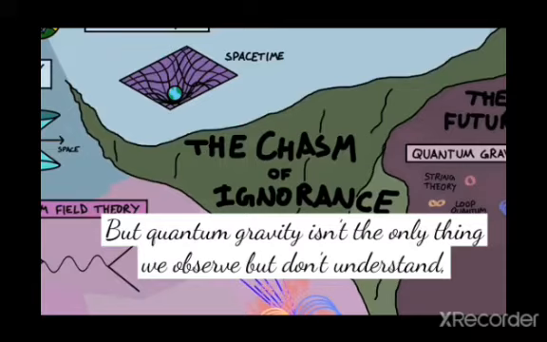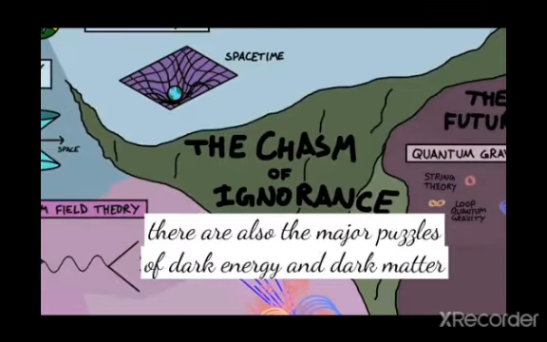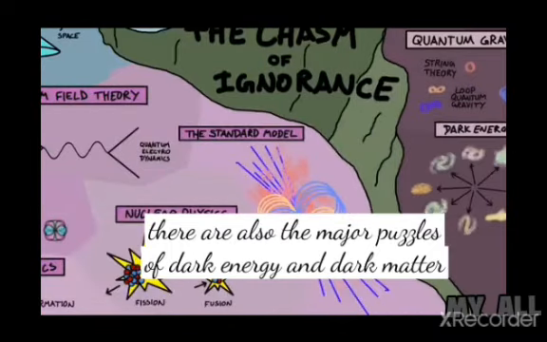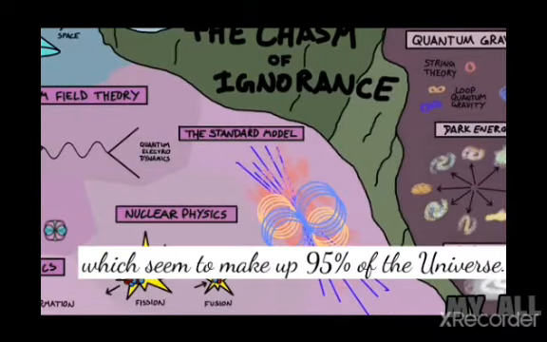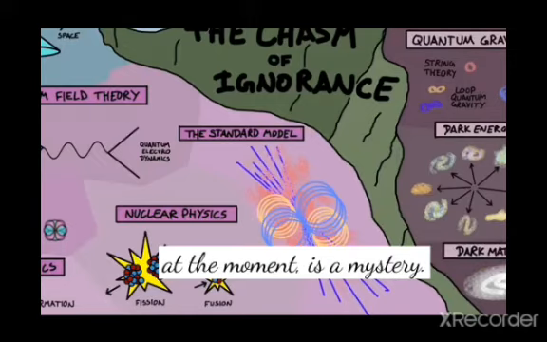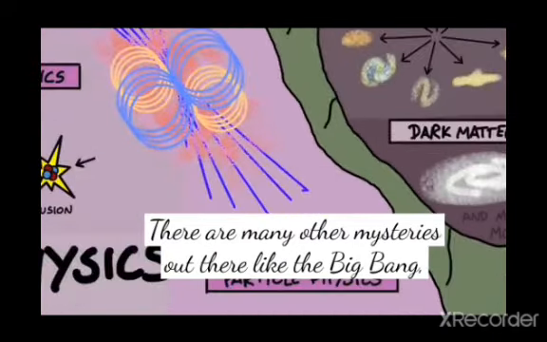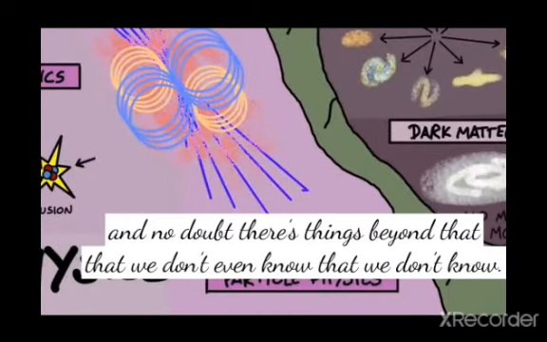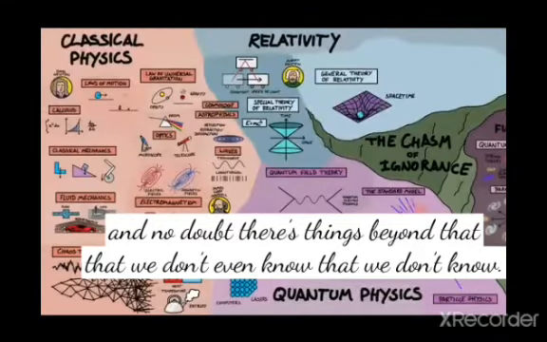But quantum gravity isn't the only thing we observe but don't understand. There are also the major puzzles of dark energy and dark matter, which seem to make up 95% of the universe, so all of our physics only really describes 5% of what we know about, and everything else at the moment is a mystery. And there are many other mysteries out there, like the Big Bang, and no doubt there's things beyond that that we don't even know that we don't know.